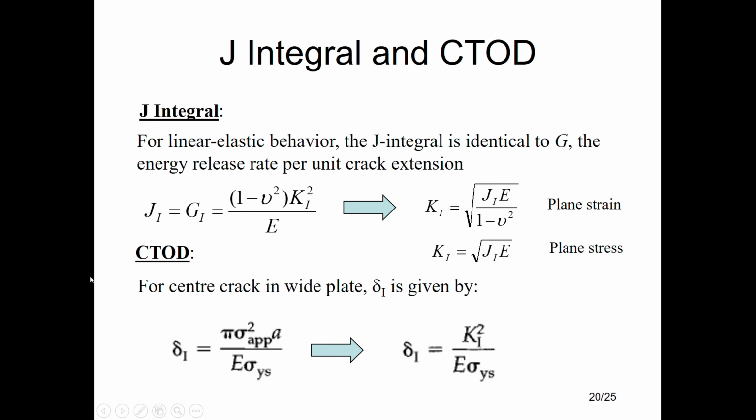Okay, for CTOD, the crack tip opening displacement, for a center crack in a wide plate, delta 1 is given by this equation. Delta 1 equals pi times sigma applied squared times a, half of the crack length, divided by E, using the value for the type of material. You rearrange everything, and then if you want to change the form from pi, sigma, and crack length, you can represent it with K1. Just change the form to K1.